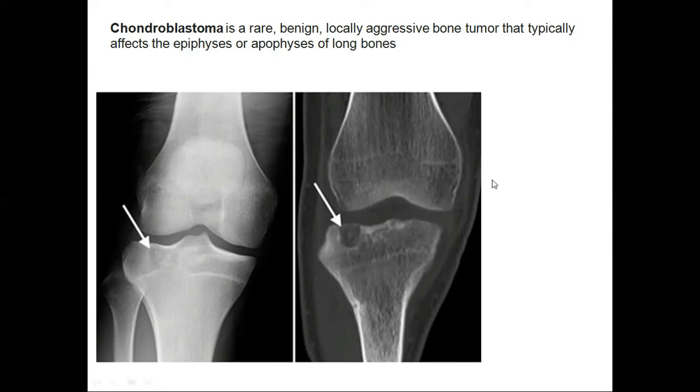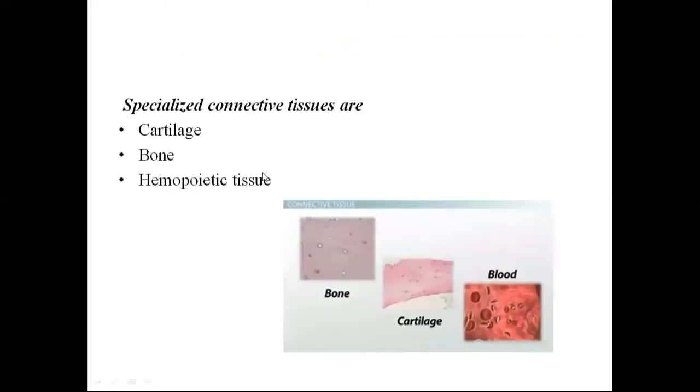These are abnormalities. So to detect these abnormalities, you must know what is normal. So we have seen some abnormalities of bone and cartilage. Now let's see to understand the normality of the cartilage. So specialized connective tissue consists of cartilage, bone, and hematopoietic tissue. So let's talk about the cartilage.